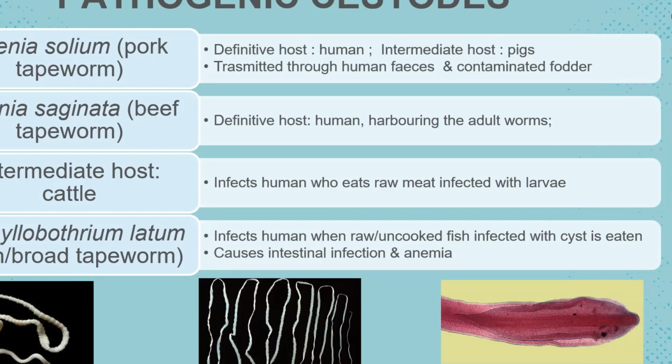Diphyllobothrium latum infects humans when raw uncooked fish infected with cysts is eaten, and causes intestinal infection and anemia. Next.